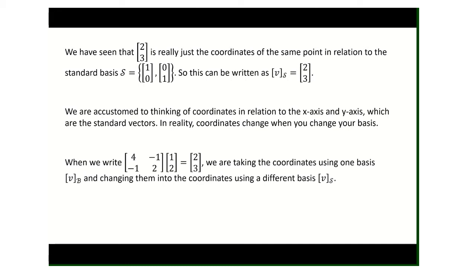So (2, 3) is really just the coordinates of the same point in relation to the standard basis. So we can write that as [v] in relation to the standard basis is equal to (2, 3). Our coordinates in relation to the standard basis is (2, 3). So when we write this equation, we are saying we are taking our coordinates in one basis and changing them to the coordinates in a second basis. We're changing our basis and we're describing how to change the directions to get to our point.